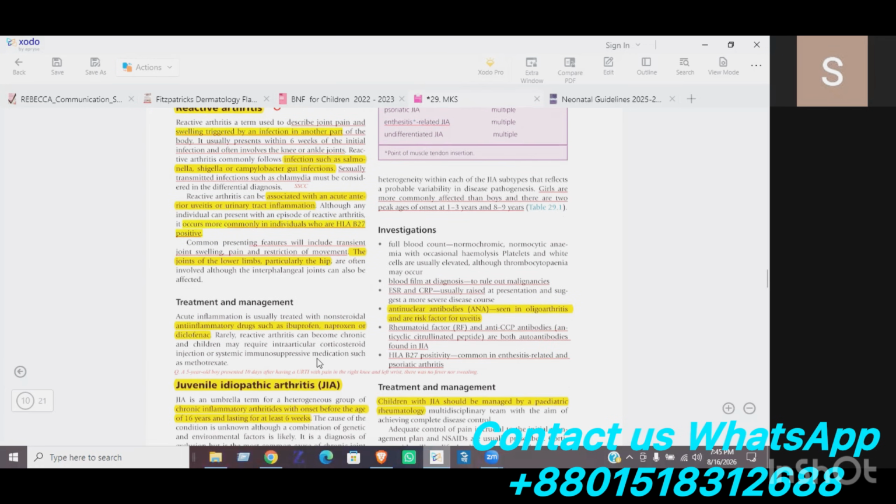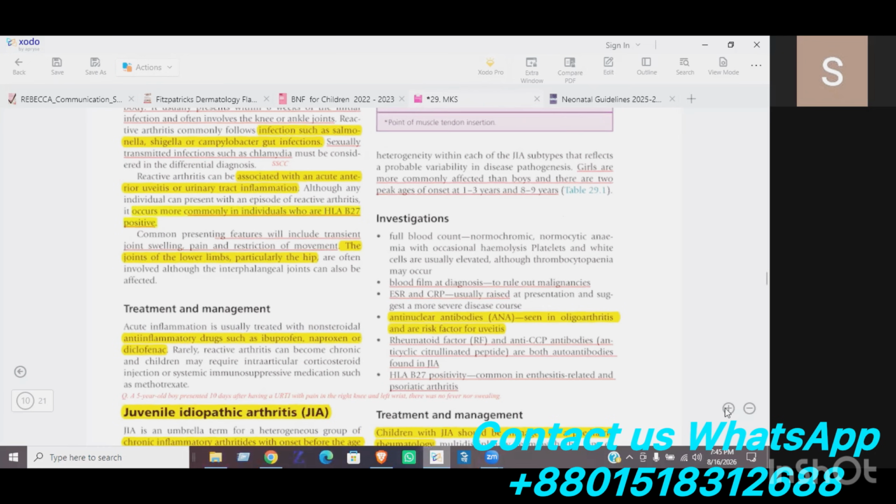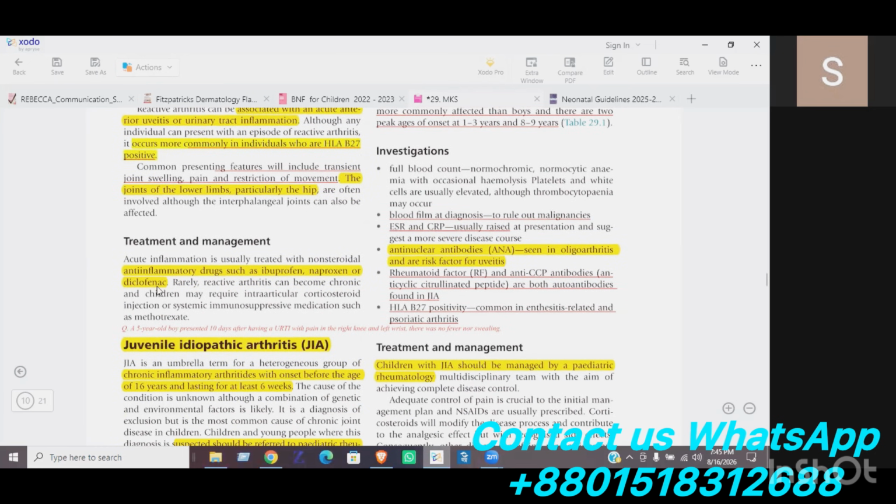Then the treatment is ibuprofen, no problem. Yes, this is a recall question. A febrile child presented 10 days after a respiratory infection with neck pain. Is it fever? No. This is the infective disease.